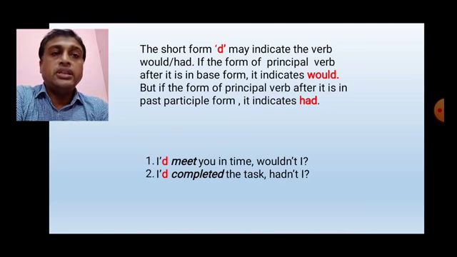Students, this is a very important rule. Sometimes had and would are in short form. Then it is difficult for us to understand if it is had or would. In that case, the principal verb plays an important role. If the form of the principal verb after 'd is in base form, it indicates would. But if the form of the principal verb after it is in past participle form, then it indicates had.